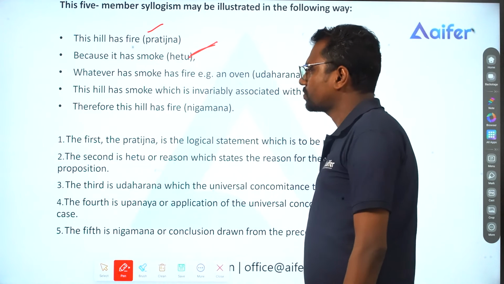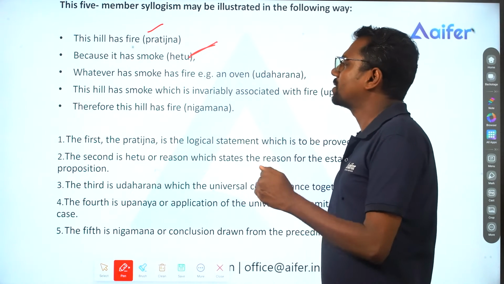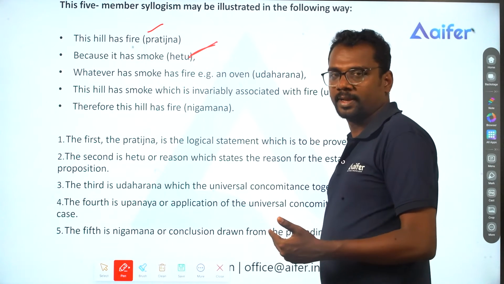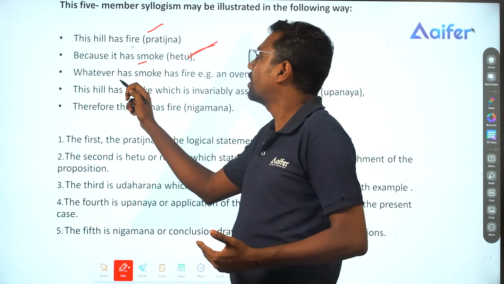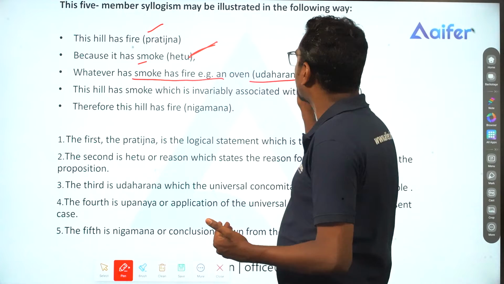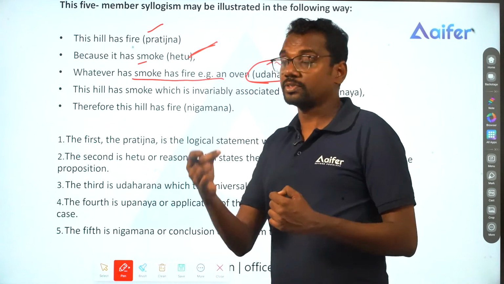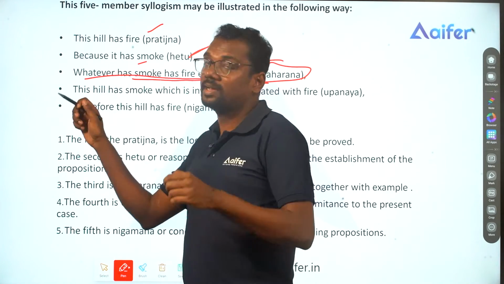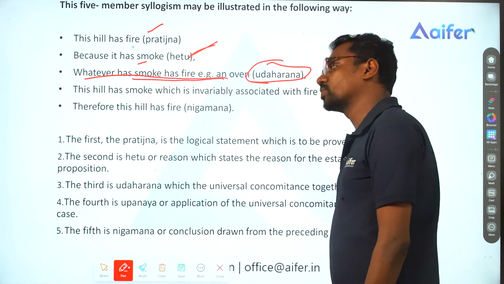Then we have: whatever has smoke has fire. Why do we say that since there is smoke, there is fire? Because we have an example, an Udaharana, where in our kitchen we can see fire along with the smoke. That's the reason we say there is fire by seeing the smoke. That's what Udaharana is all about.